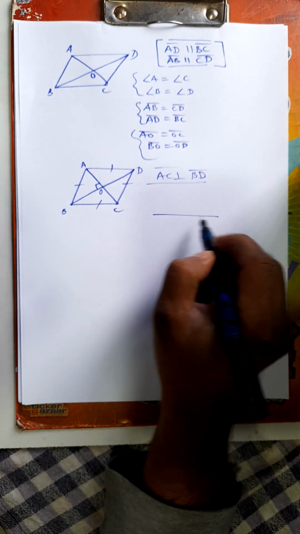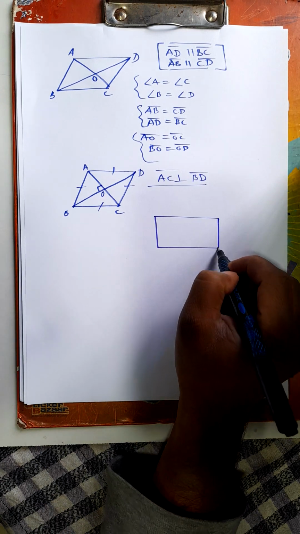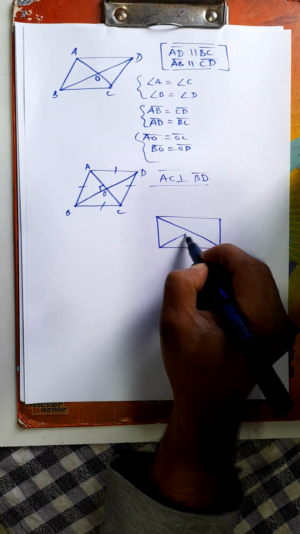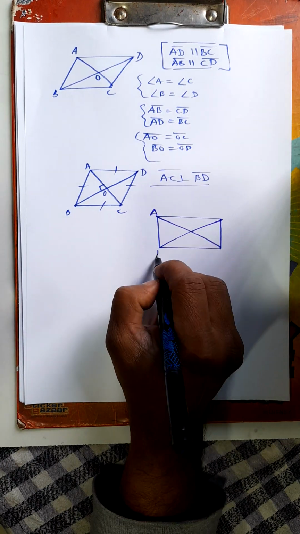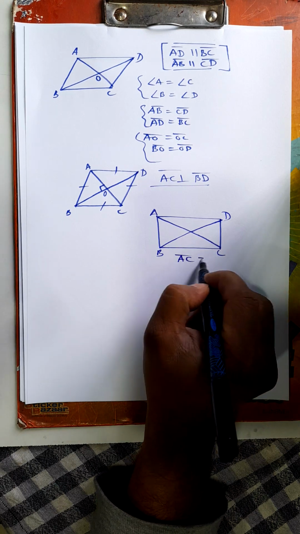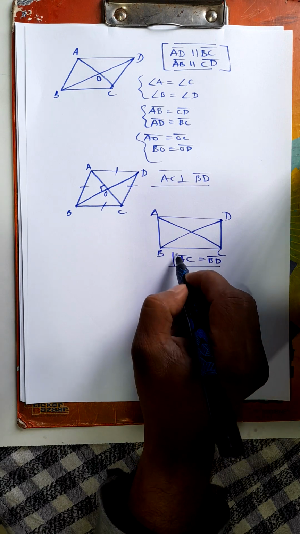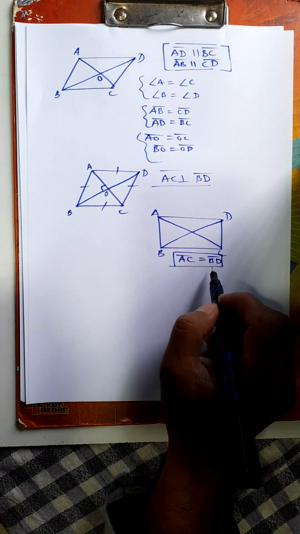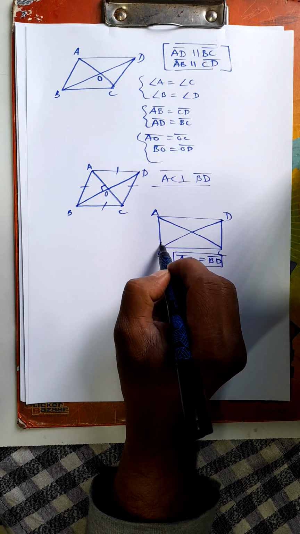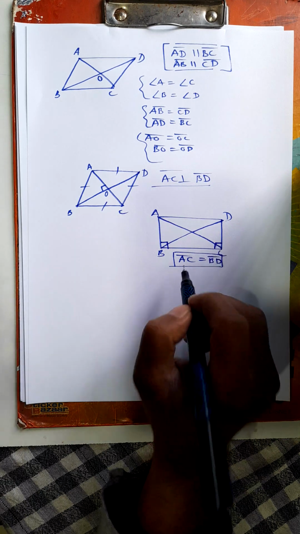Then we find a rectangle. A rectangle is a parallelogram in which diagonals are equal, right? ABCD. So AC equal to BD. By definition, this is the given property of a rectangle. Then we prove that every angle of a rectangle is a right angle, right?